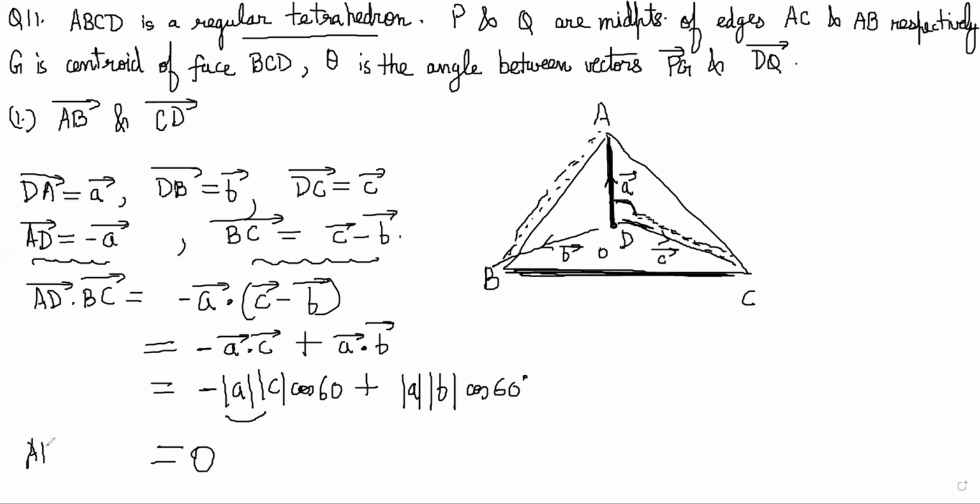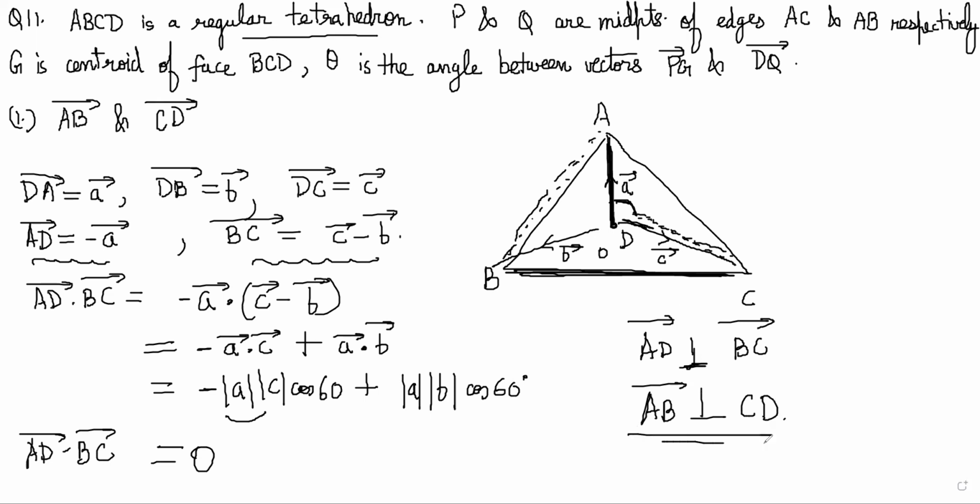We get AD dot BC is 0, which means AD is perpendicular to BC. And similarly, AB will be perpendicular to CD. So option A will be correct. Option A is saying that the angle between AB and CD is 90 degrees.